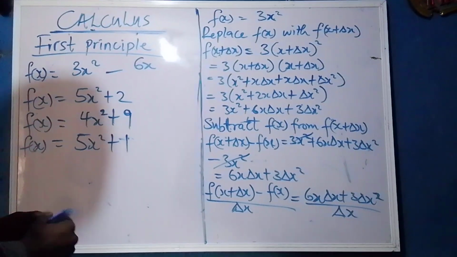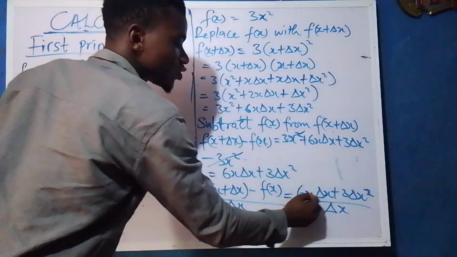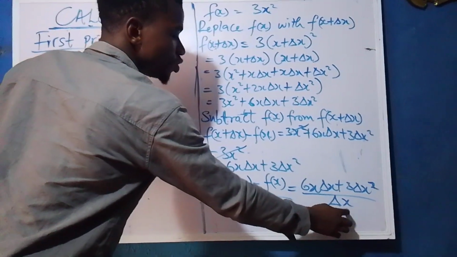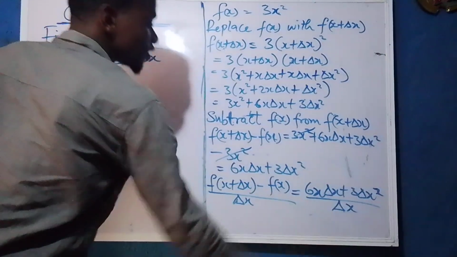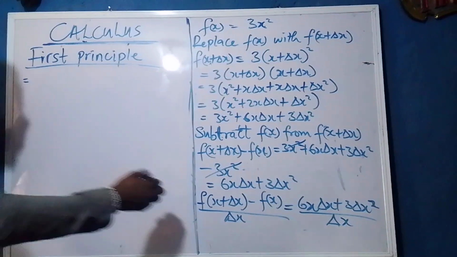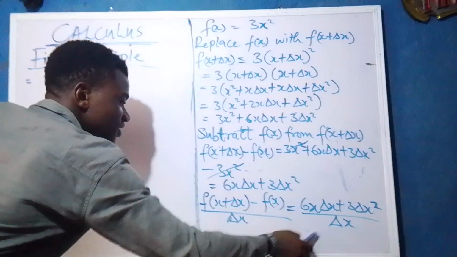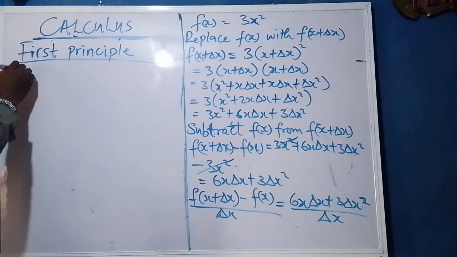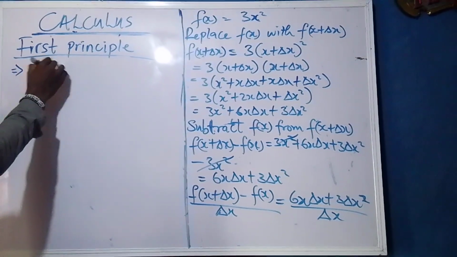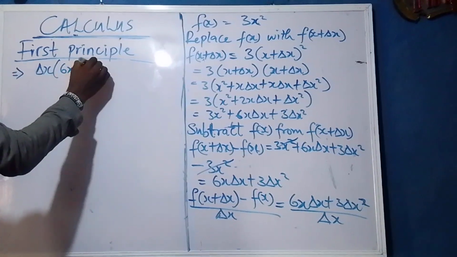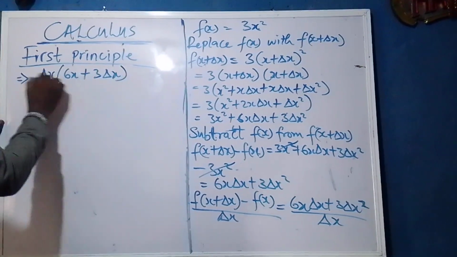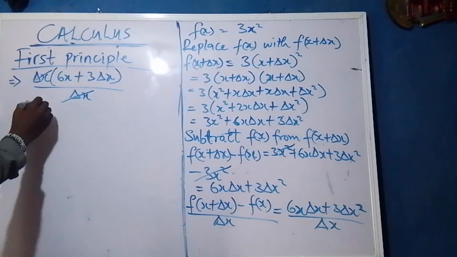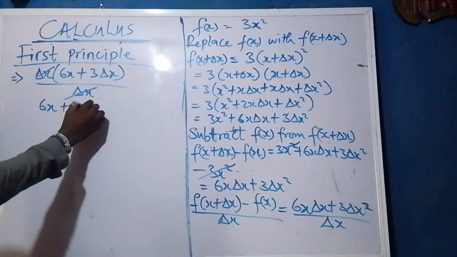So after that has been done, it's possible you now factorize out dx, so you can divide it by dx at the denominator aspect of this fraction that we have here. So now, if you remember, we'll continue from here. If you factorize it out, we're going to be having dx open bracket 6x plus 3 dx over dx. So you cancel out this, and we're now left with 6x plus 3 dx.